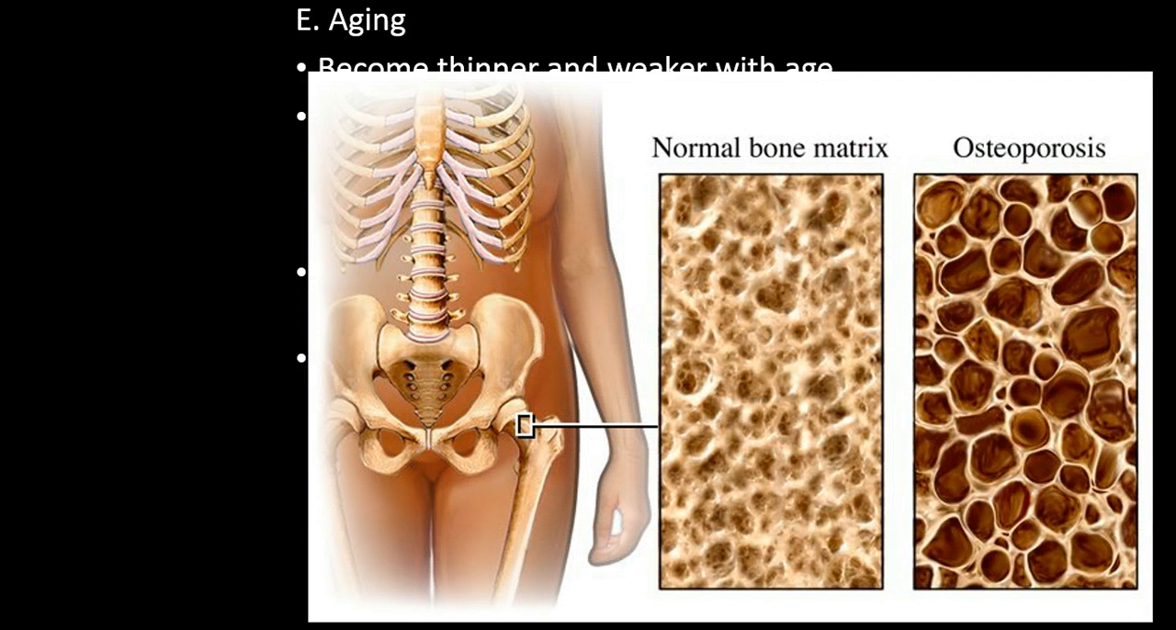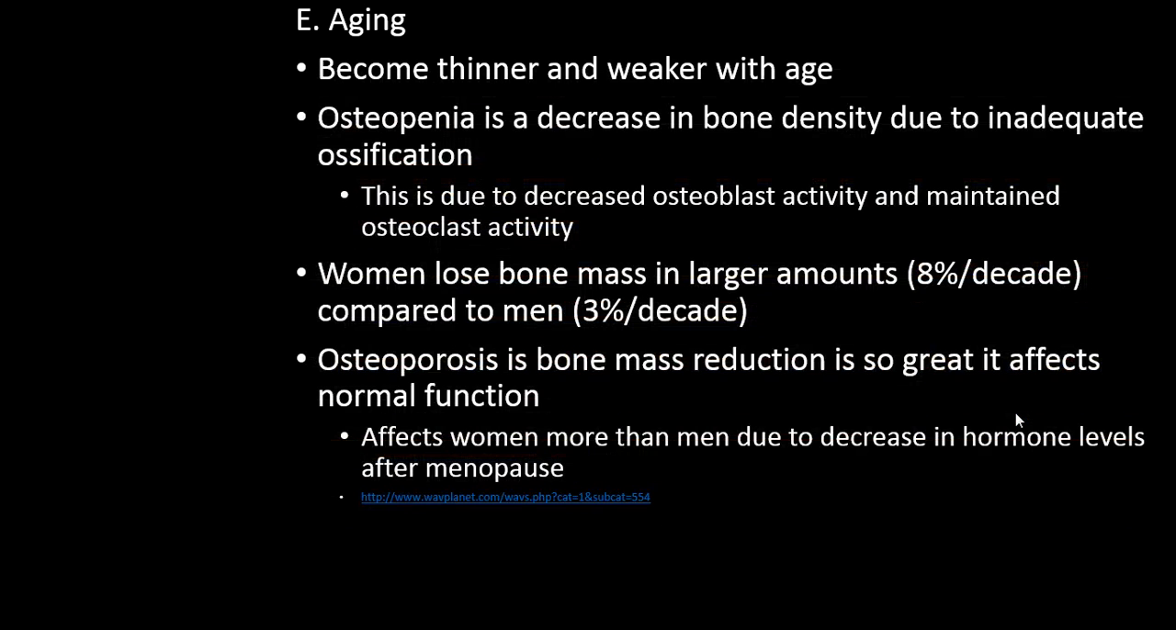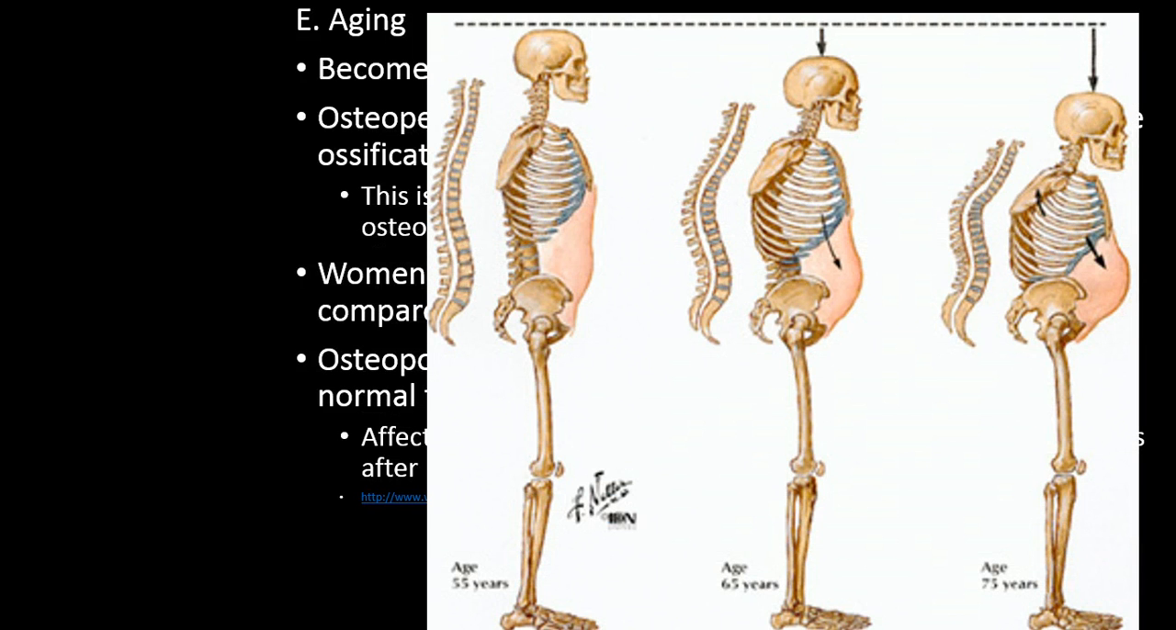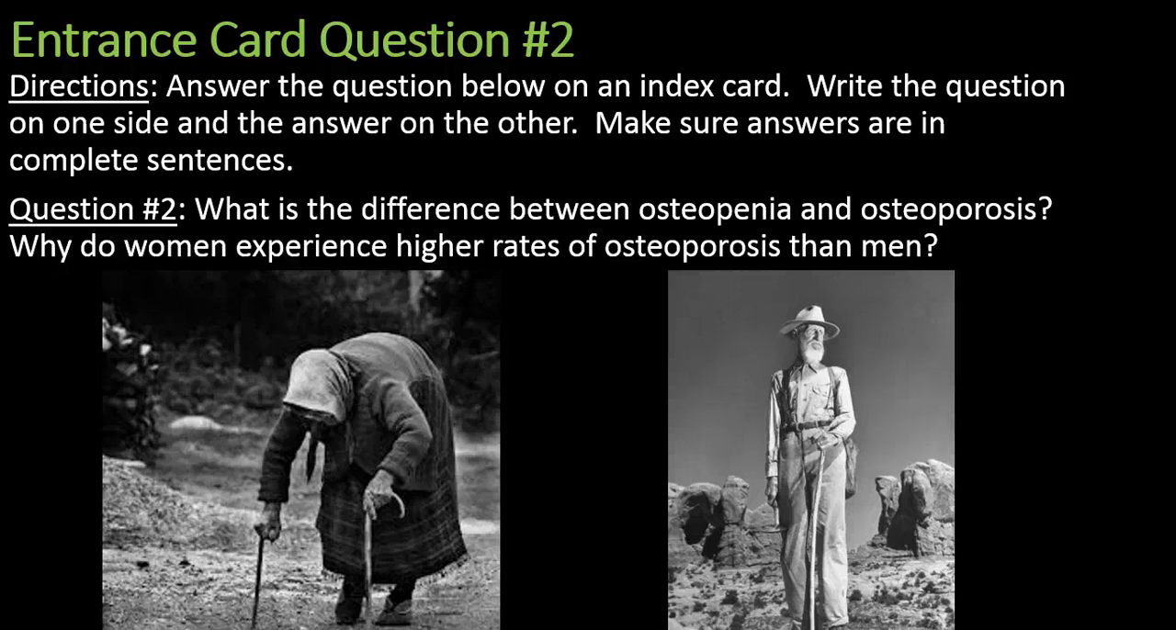But if you look at this, here's your normal bone matrix, and here's what happens when osteoporosis starts to form. You can see how it becomes thinner and more brittle and has less bone mass. Here's a nice picture of an old man that broke his hip. And here's the effects of osteoporosis over time. If you notice, human beings get shorter. You can think of your grandma. Has she gotten shorter since you were born?